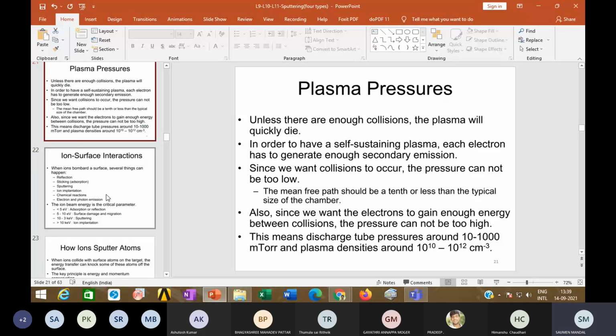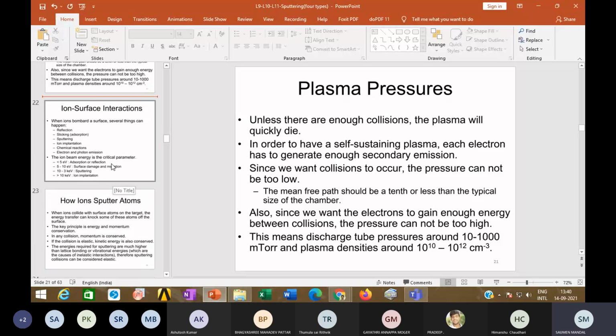Plasma density means the particles contained in the plasma. As I explained last class, plasma consists of positive charge ions, free electrons, and neutral atoms. These are mostly what is there in the plasma, and sometimes some unreacted atoms.